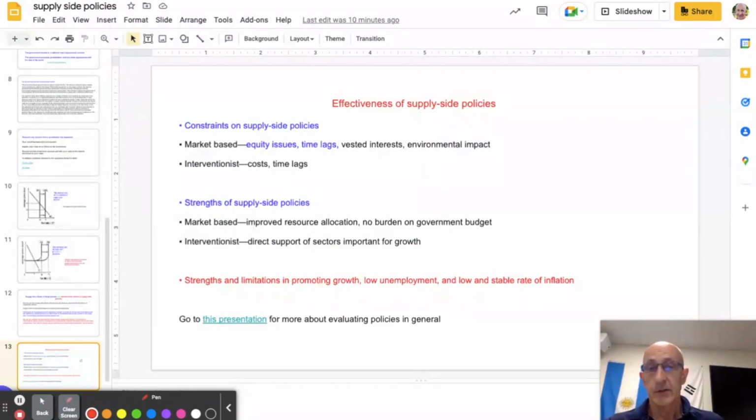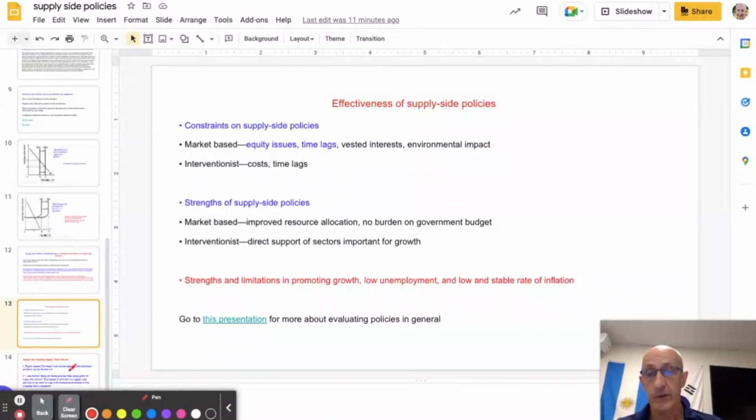So when you talk about the effectiveness of supply side policies, again, here are our constraints, both for market-based and interventionist. The limitations of the policies are those equity issues, time lags come into it all the time. And for interventionists as well, the cost of these projects are often quite prohibitively expensive. And the strengths are in terms of making markets more competitive, and the government budget is not adversely affected. Interventionist, you can support different sectors in the economy, really focus on infrastructure that can benefit all of your industry. So that can be quite beneficial from that perspective. Okay.